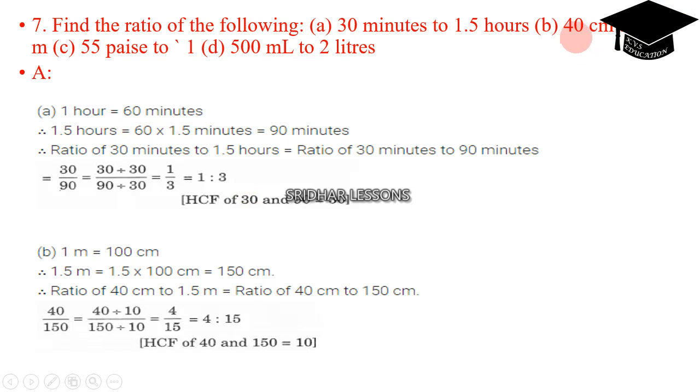Question B, 40 centimeters to 1.5 meters. We know 1 meter is equal to 100 centimeters. So we can convert this 1.5 meters into centimeters as 1.5 into 100 centimeters. This is equal to 150 centimeters. Therefore, the ratio of 40 centimeters to 1.5 meters is equal to the ratio of 40 centimeters to 150 centimeters. That means 40 by 150, and if 0 cancels here and here, 4 by 15. The required ratio is 4 is to 15.